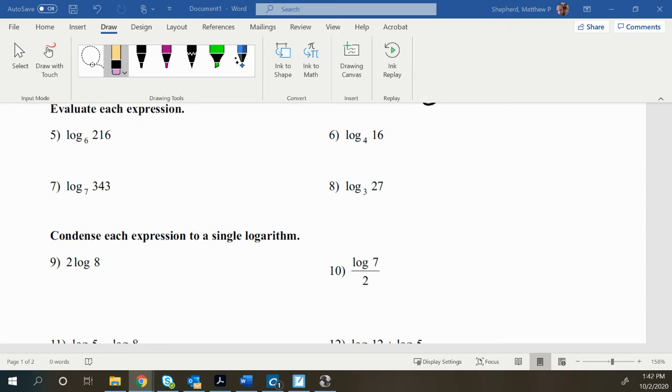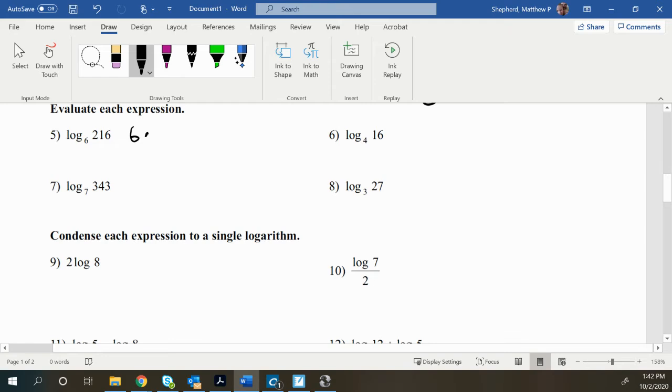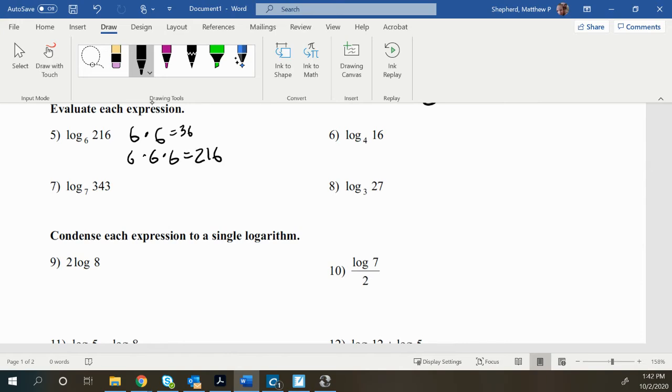So in order to evaluate this, remember we are saying what is the power of 6 that gives us 216? That's what that log is asking. So let's just start multiplying some 6's together. If I do 6 times a 6, well, that would give me 36. If I do 6 times 6 times 6, that will give me 216. So the answer we're looking for is 6 to the power of 3.